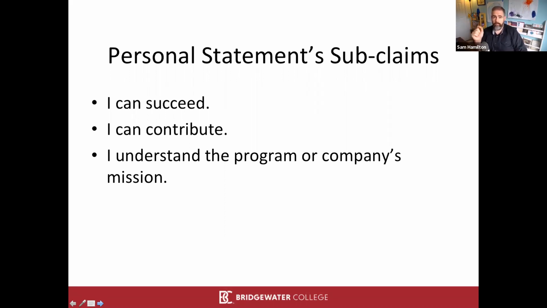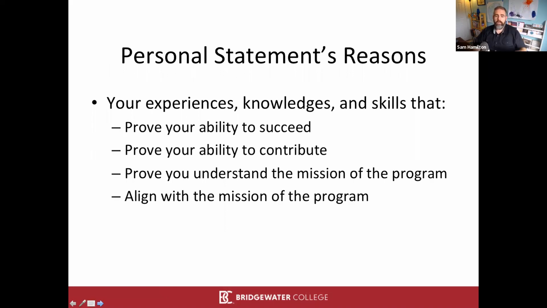All right, this is important because, again, the subject of your cover letter, the subject of your personal statement isn't just your experiences. It is also the requirements of the position to which you are applying, the expectations of the position to which you are applying, right? So your claims, your subclaims in your personal statement need to say, I can succeed, I can contribute, and I understand the program or company's mission, all right? So you need to therefore talk about experiences, knowledges, skill sets. That's what we understand about a personal statement, is that we know that we need to write about what we've done and what we know and how we're good.